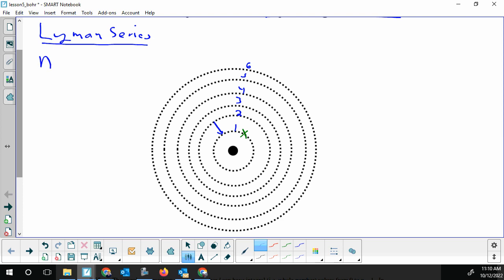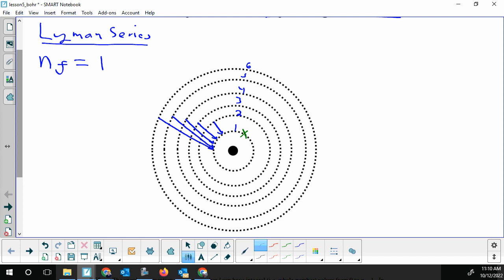So the n final, and I'm using n for the energy level, and I'll use n in the next lesson as the principal quantum number. When the n final is 1, that would be a member of the Lyman series. So going up to 2 and then falling back to 1, 3 falling back to 1 would be Lyman, 4 to 1, 5 to 1, or the last one I can draw is 6 to 1. All of those are Lyman.